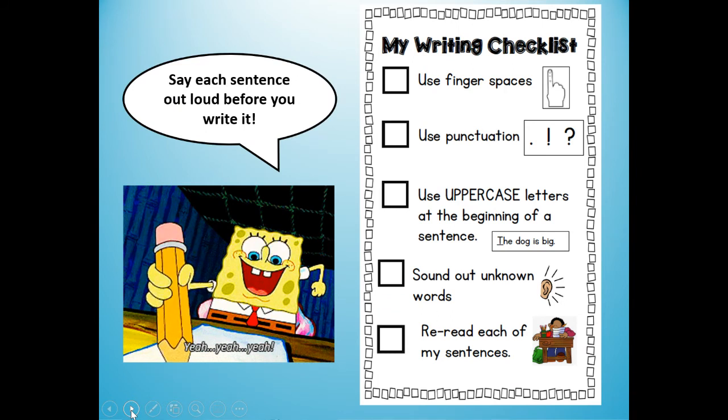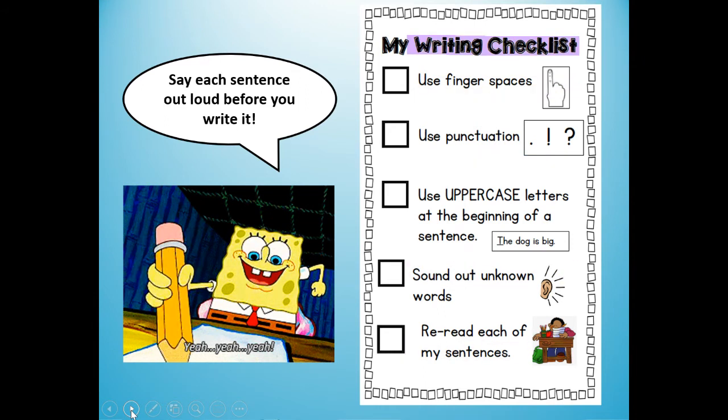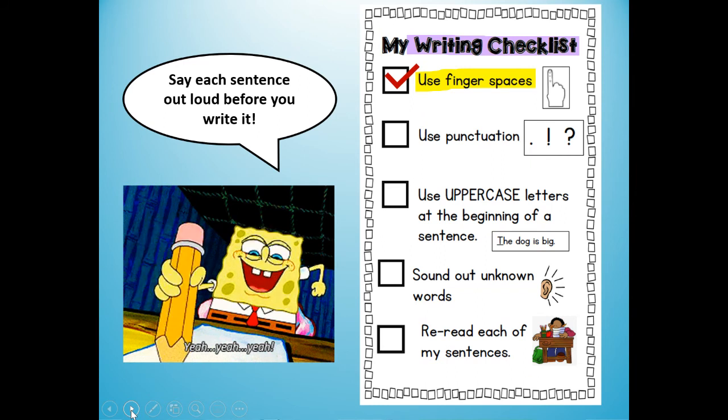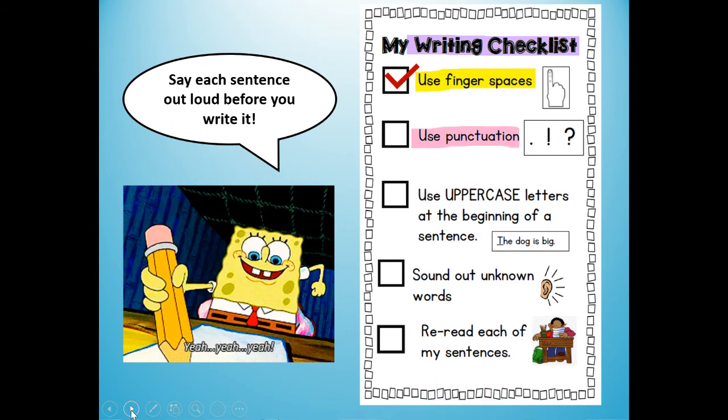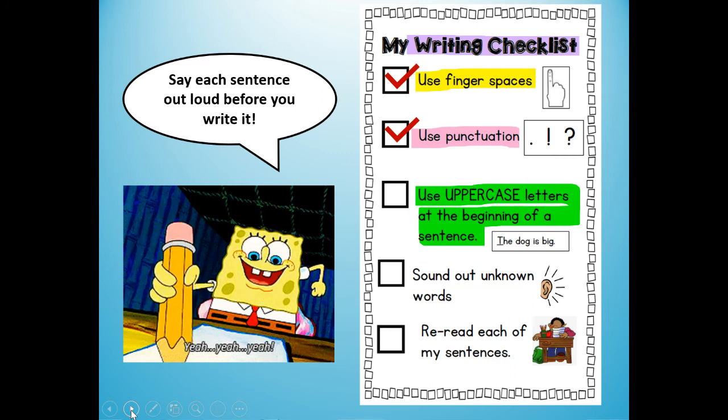But let's review. Before you write, I want you to say each sentence out loud before you write it. So it's important to say your sentence first and then write it. And here's my writing checklist. Make sure you use finger spaces between each of your words so they're not all crammed together or one long word. Use punctuation, like a period at the end of your sentence. Use uppercase letters at the beginning of a sentence or a capital letter at the beginning and lowercase letters for the rest.